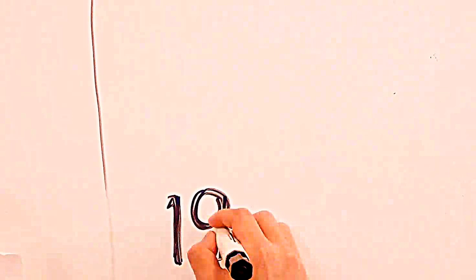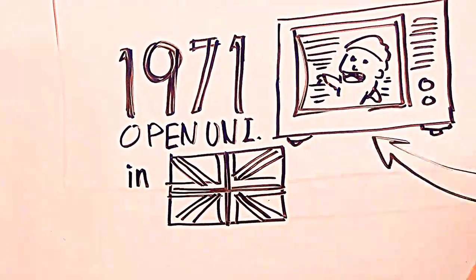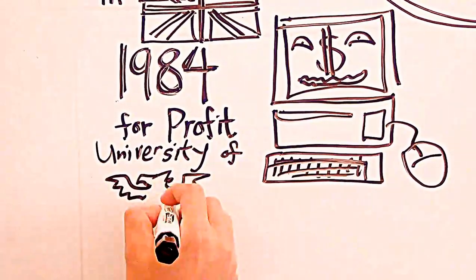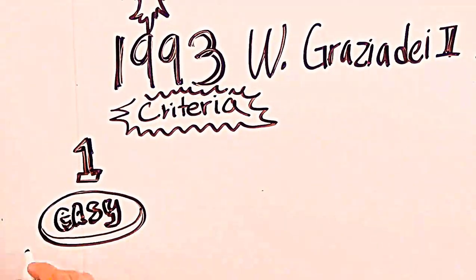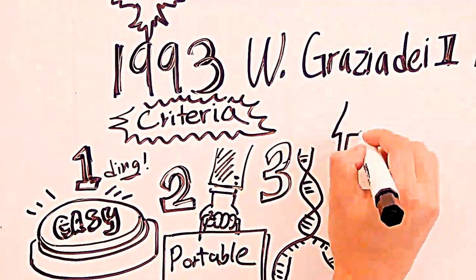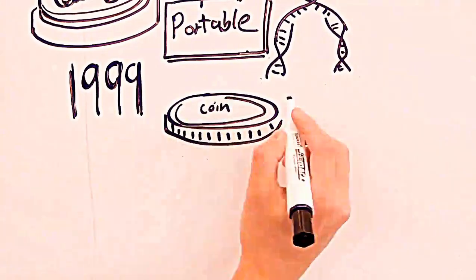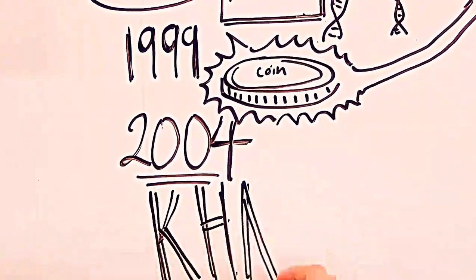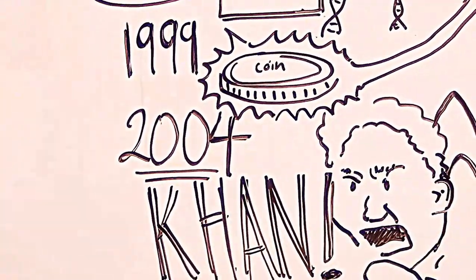In 1971, Open University opened in England and broadcasted lectures over TV. In 1989, University of Phoenix launched a private, for-profit online school. And in 1993, William Graziadei III created criteria: 1, easy to use, 2, portable, 3, replicable, 4, affordable. And in 1999, the term e-learning was coined. And fast forward to 2004, we have the Khan Academy, the most well-known open source learning website.